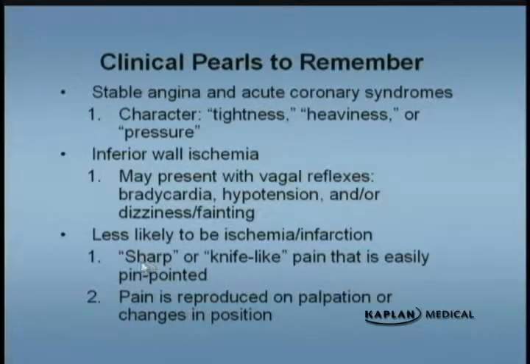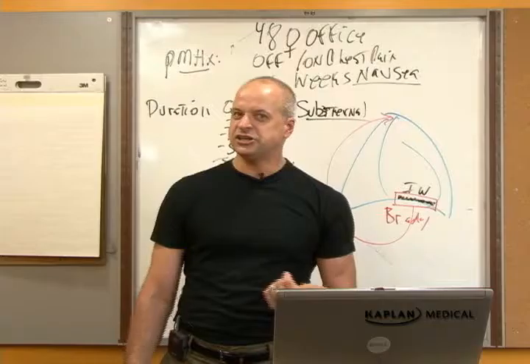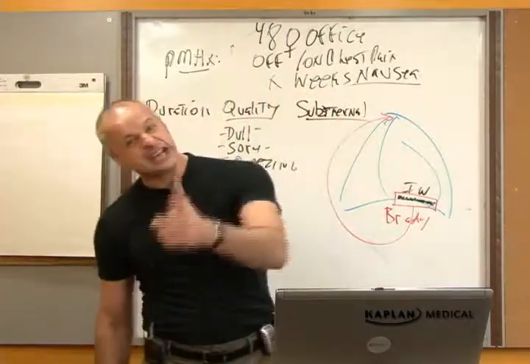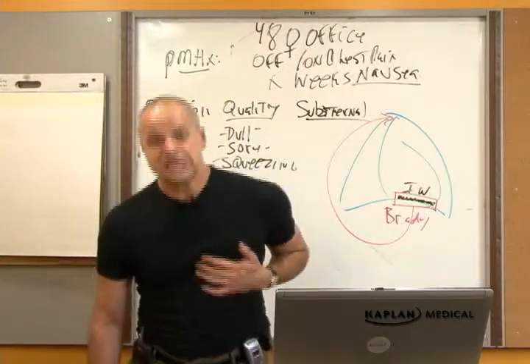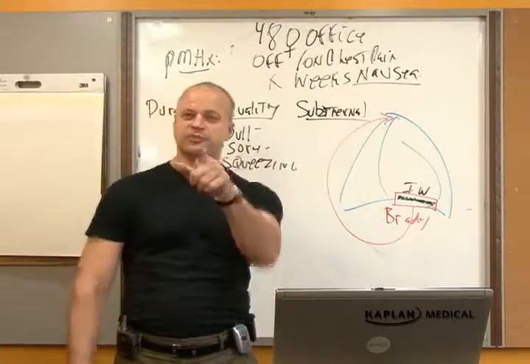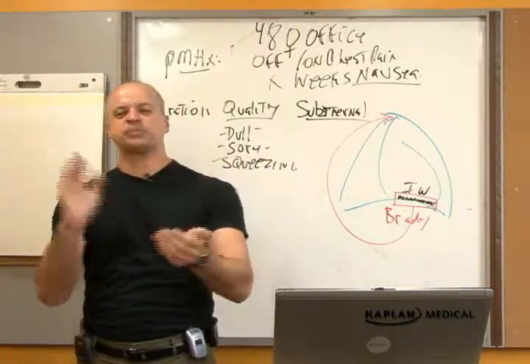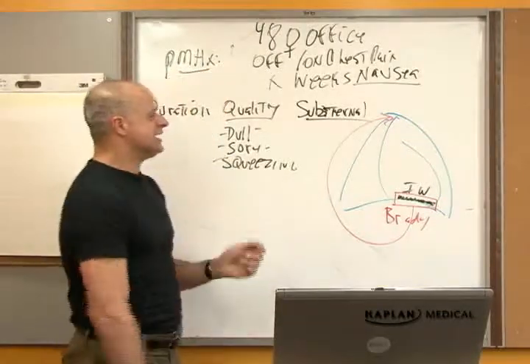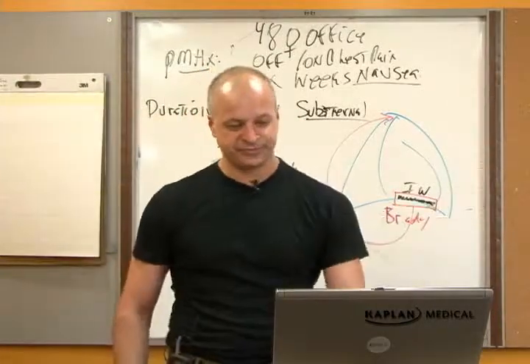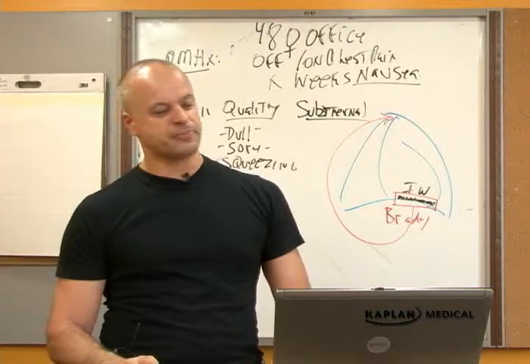Remember, ischemic pain is not sharp or knife-like. And the other thing is, do you see this reproduced on palpation? Ischemic pain is not associated with tenderness. If there's tenderness, not ischemic. If it changes with bodily position, it's not ischemic. If it changes with respiration, not ischemic. Ischemic pain is not positional, pleuritic, or tender. And it's not reproduced on palpation.